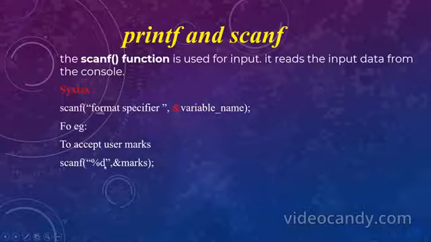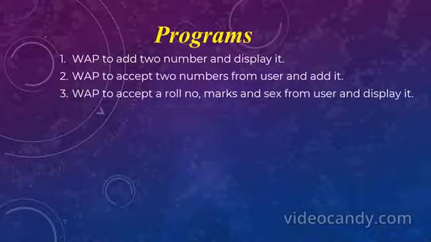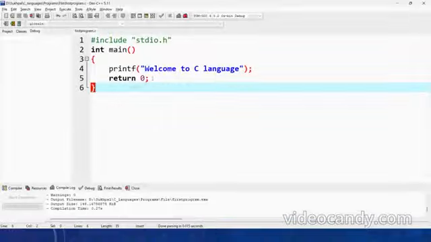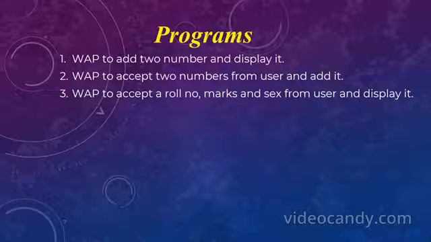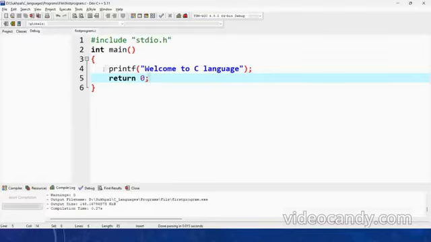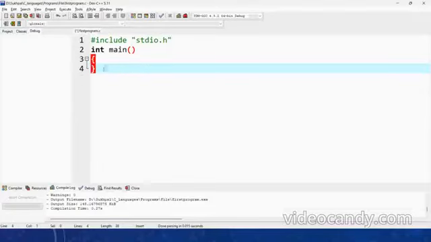Why am I using %d? Because marks is of integer type. There are certain programs, so let's do some programs to understand more. The first program is: write a program to add two numbers and display it. Here I need to add two numbers. Let's suppose the numbers are of integer type, so I need to declare two variables of integer type.